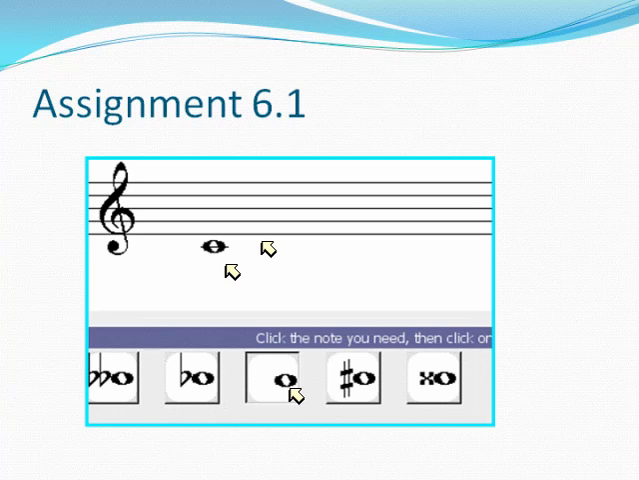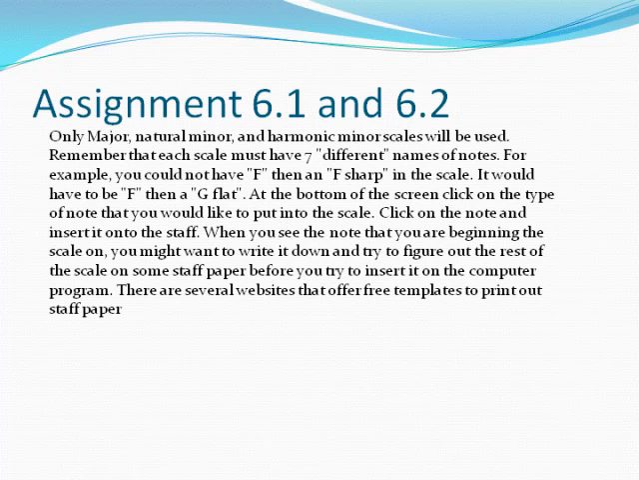6.2, I think it's exactly the opposite. It asks you to build minor scales on it, so it's the same type of thing. You use the formula for the minor scale, and then you insert the notes that it asks you to do, whether it's a minor or a harmonic minor, or pure or natural minor. So that's what you're doing on 6.1 and 6.2 in music theory.